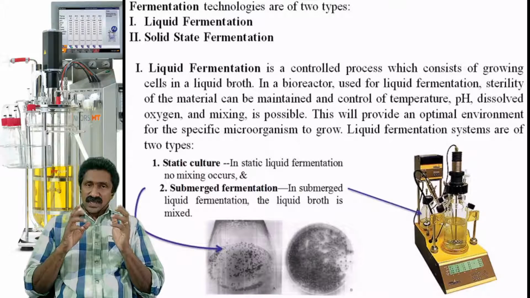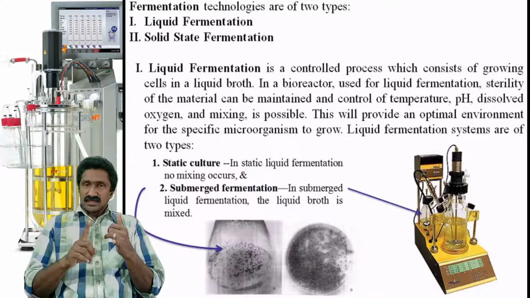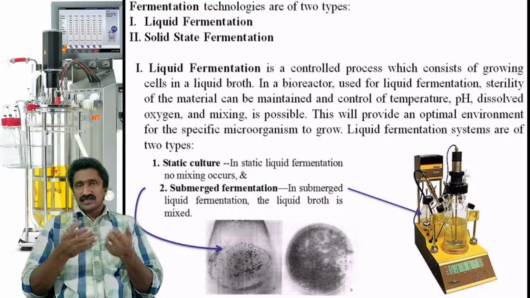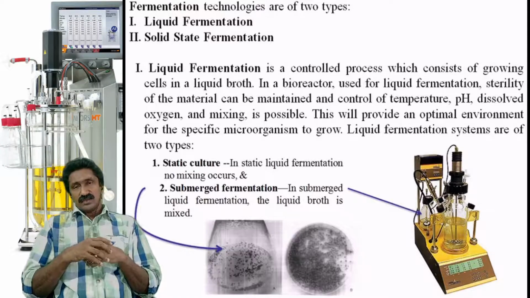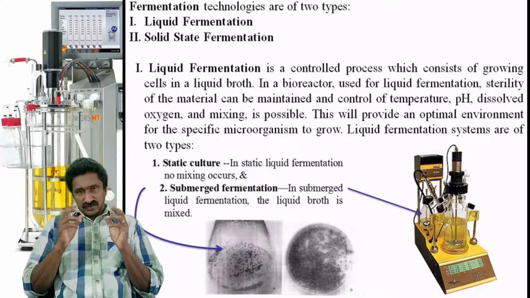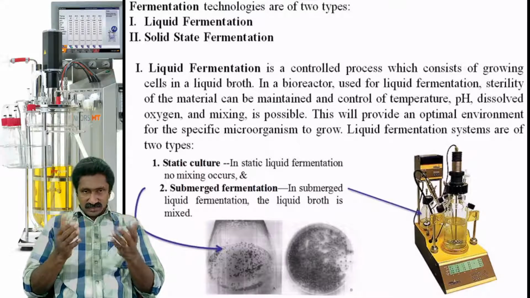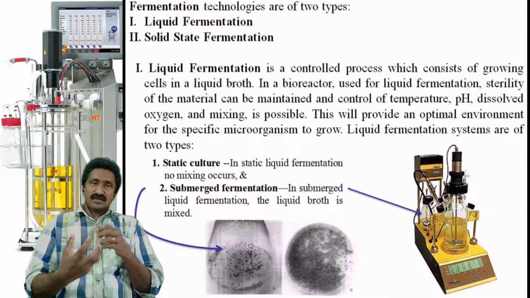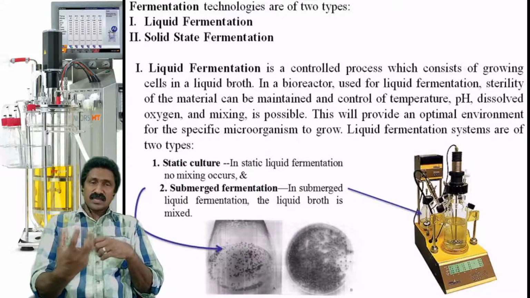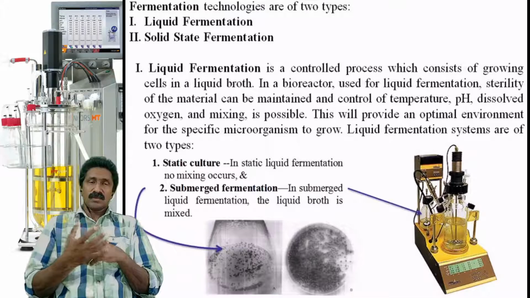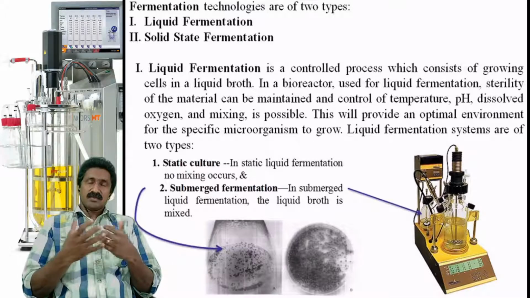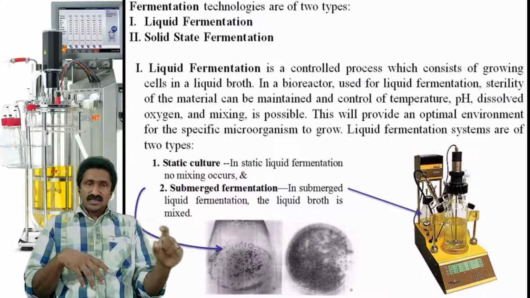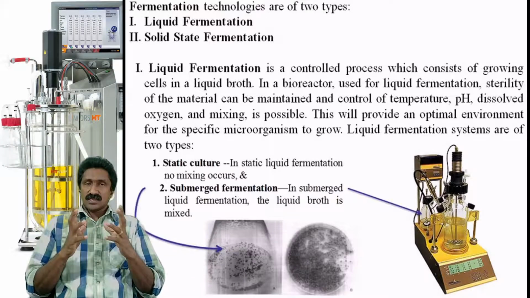So, static culture means in static liquid fermentation, there is no mixing. So, that's why it is called static. Whereas in submerged liquid fermentation, the liquid broth is mixed, so a shaken flask in your laboratory can be considered as an example of a submerged fermentation. Whereas if you are just keeping the flask in your incubator, that's a static culture.